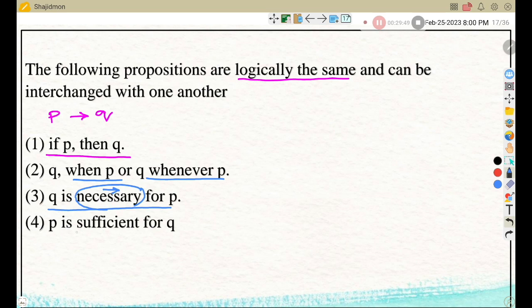Q is necessary for P, and P is sufficient for Q. This sentence also we can use for that arrow. So when you use English words, be careful: Q necessary for P means P implies Q, and P sufficient for Q also means P implies Q.